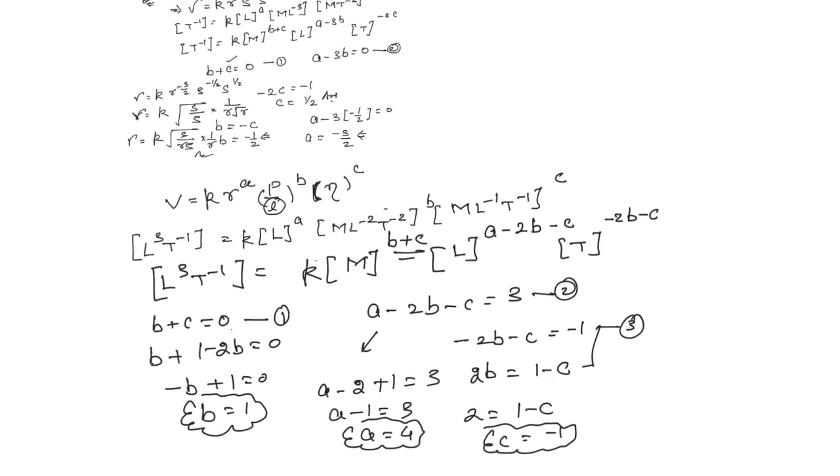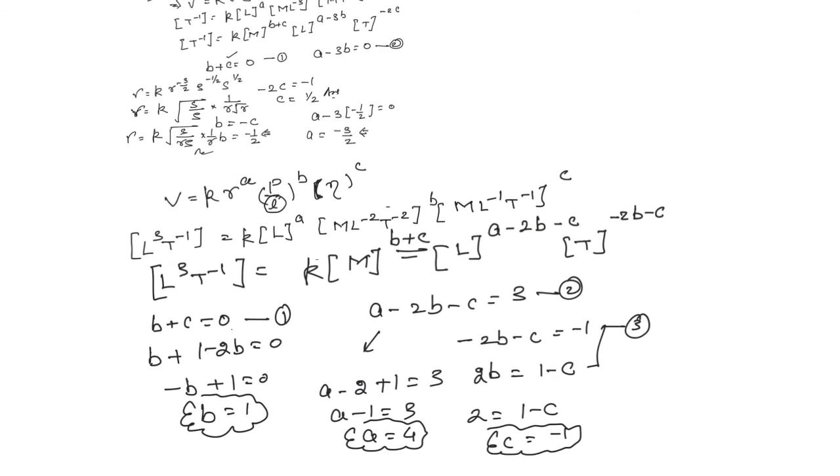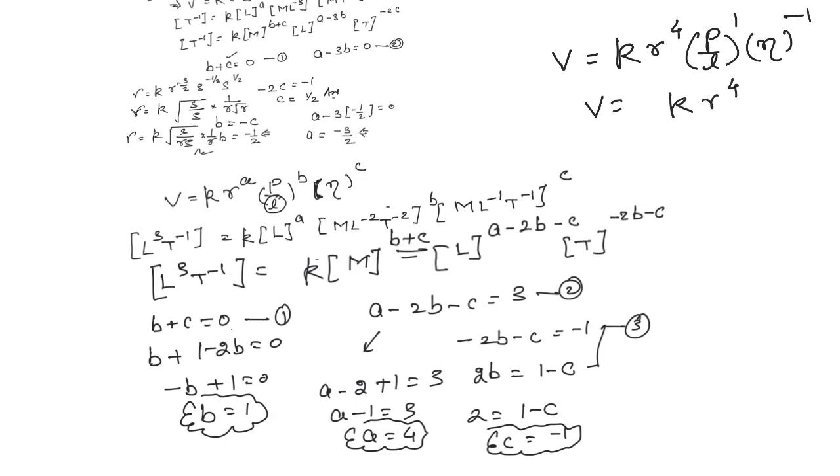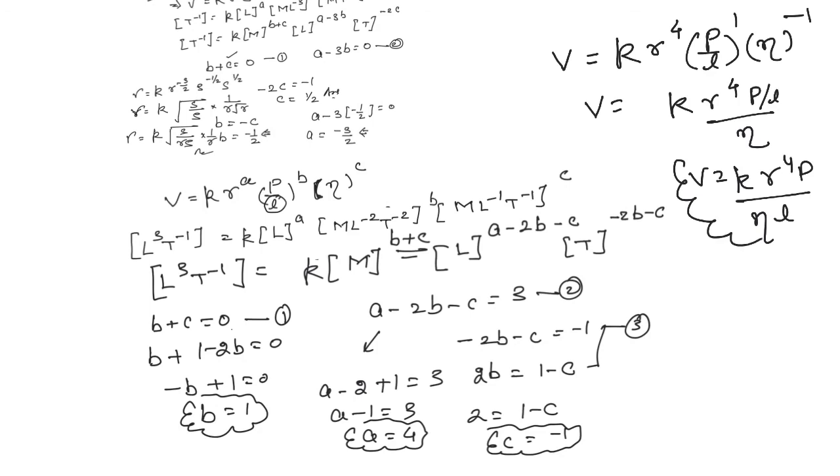So class, what will be the final formula? Final formula will be V, flow rate, equals K R raised to power A, that is 4, P upon L raised to power B, that is 1, and coefficient of viscosity raised to power C, that is minus 1. So V will be K R^4 P by L upon eta. So we can say K R^4 P upon eta L. This is our final answer. Okay class?